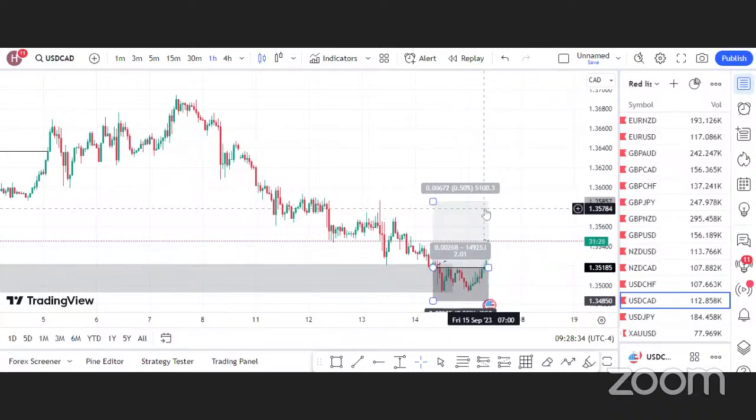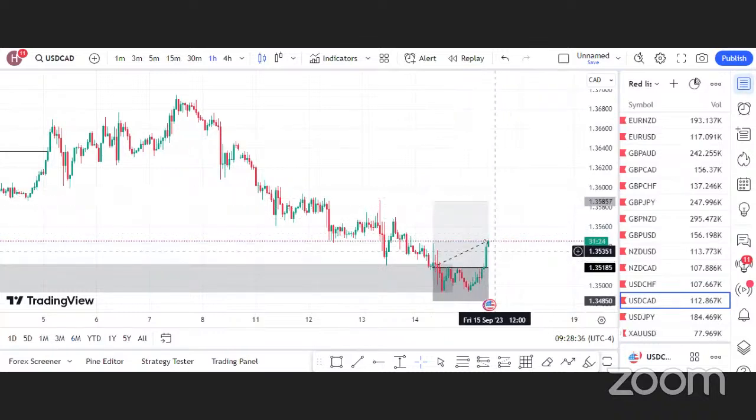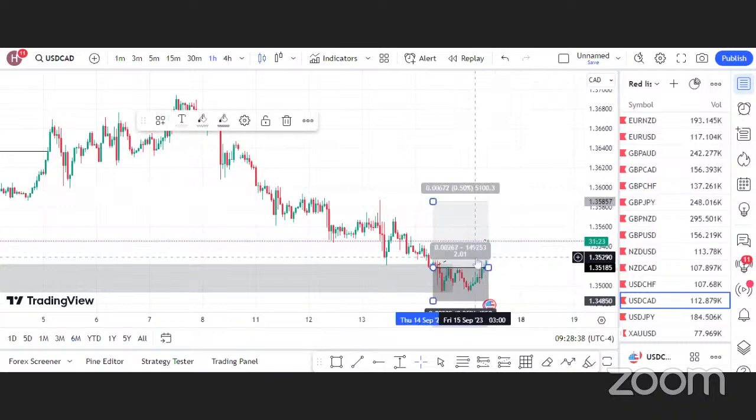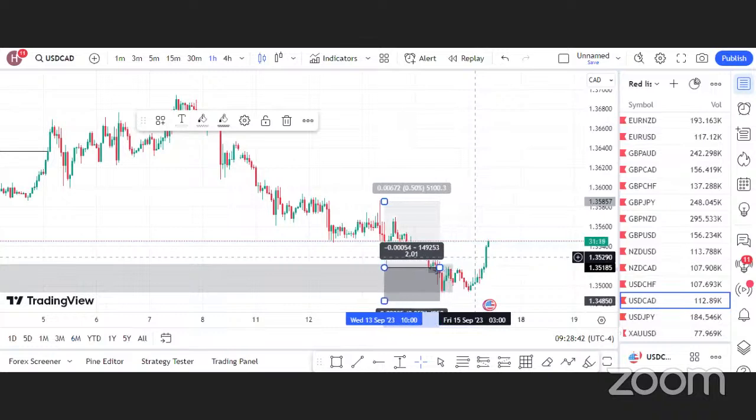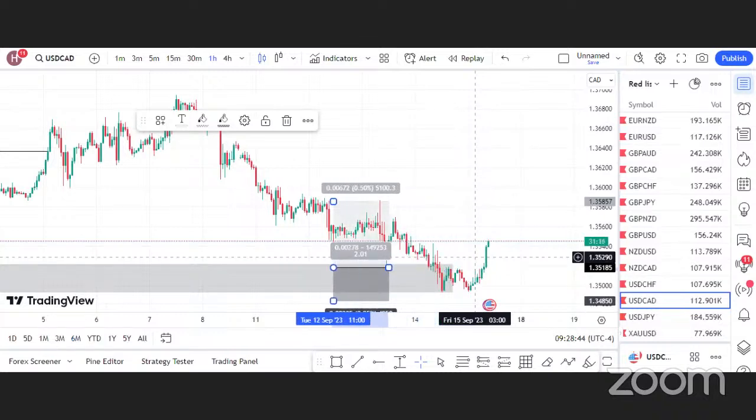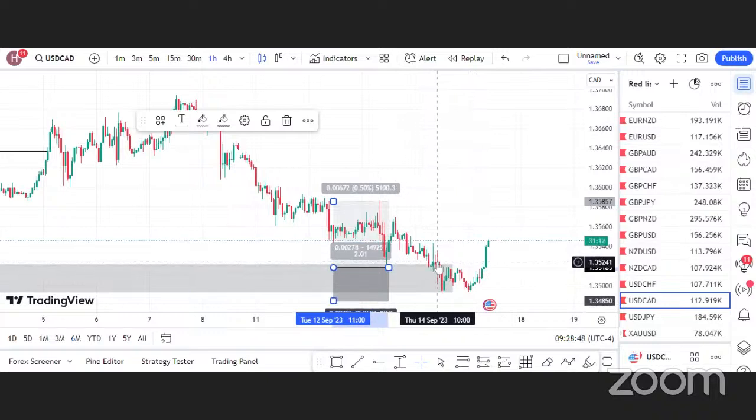I told you the market was going to go up, and look at what is happening now. The market is still going to the upside, still moving to the top side. Let me just move this so that you can see this clearly. This was where we took the trade from yesterday.